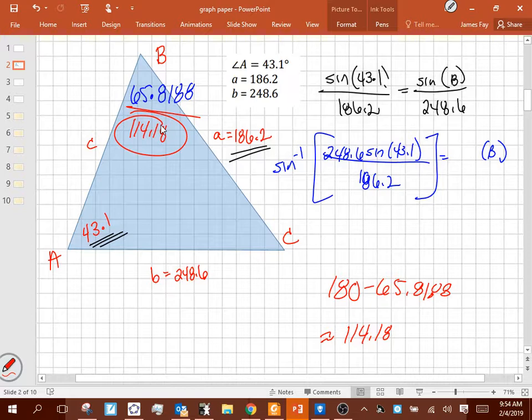22.7. Okay? And now you have 3 angles for a second triangle. You have 2 distances for that second triangle, which are going to be 186.2 and 248.6. And you use law of sines again to find the third segment. Does that kind of make sense? Do you see how the ambiguous case is really doing the same thing over and over and over again? But it's a pain in the butt because you've got to do it over and over and over again. Right? And you always got to check it.